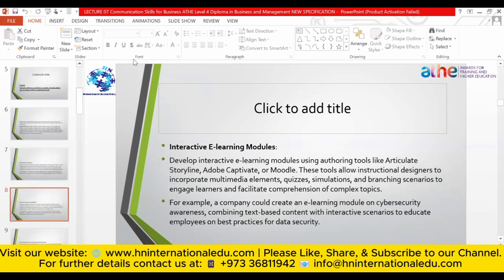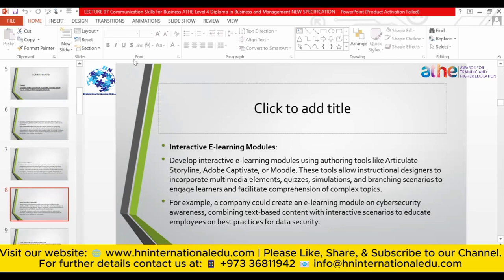Interactive e-learning modules. Develop interactive e-learning modules using authoring tools like Articulate Storyline, Adobe Captivate, or Moodle. These tools allow instructional designers to incorporate multimedia elements, quizzes, simulations, and branching scenarios to engage learners and facilitate the comprehension of the complex topics. When specifically we want to do the e-learning modules, we want to make it interactive from both ends, that is the user and the maker, then we can go ahead for these apps too.